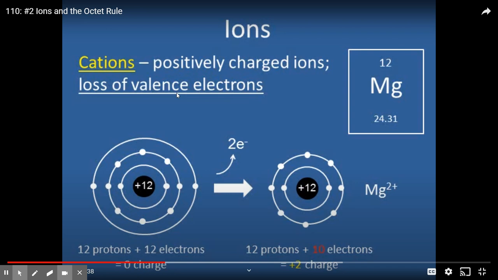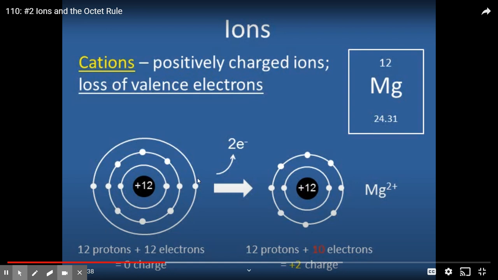Now, let's talk about neutral versus stable. Neutral and stable are different, okay? If you have an element that's neutral, that means it has a zero charge, you have an even number of protons and electrons. That is not the same as being stable. Stable means 8 electrons on the outside.